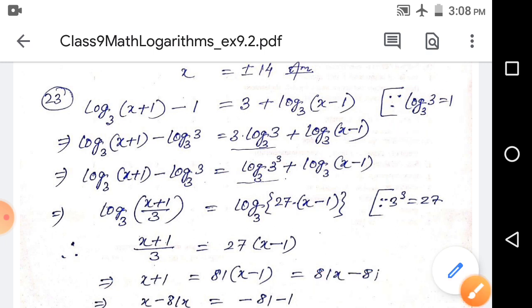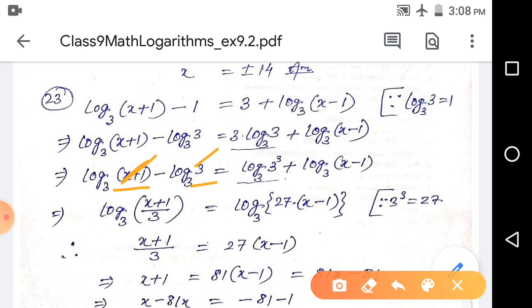Now see the next line. Here we have two terms subtracted with log base 3, so we can use the reverse of the quotient law: log m minus log n equals log m by n. Remember the quotient law. We can think of this part as m and this 3 as n. So this one becomes log base 3 of (x plus 1) by 3.